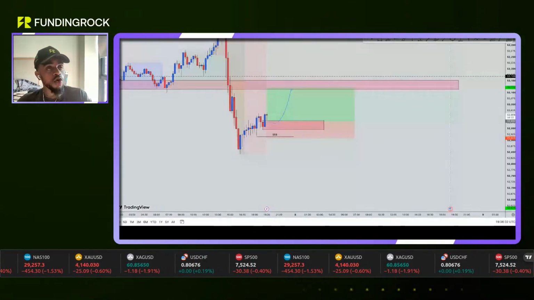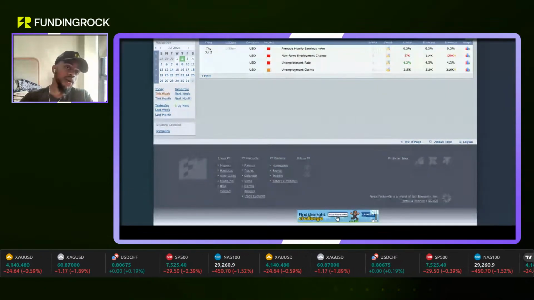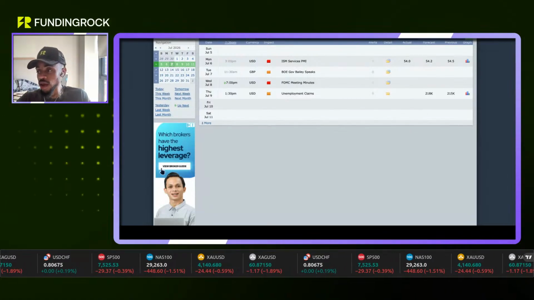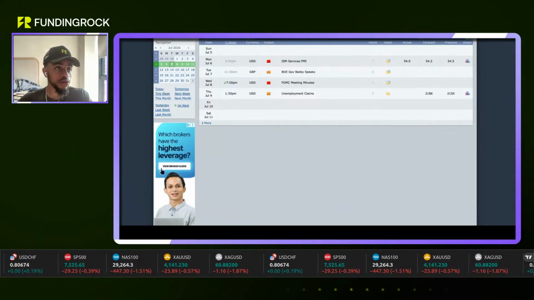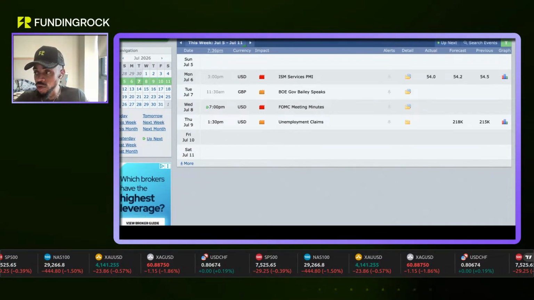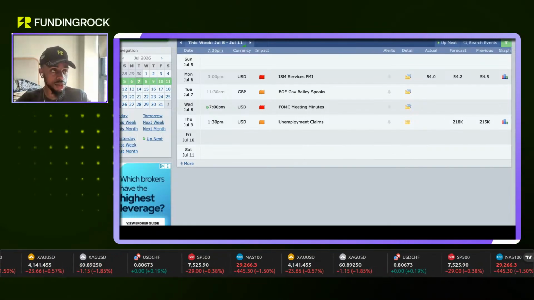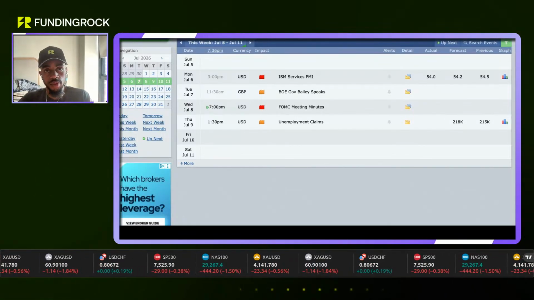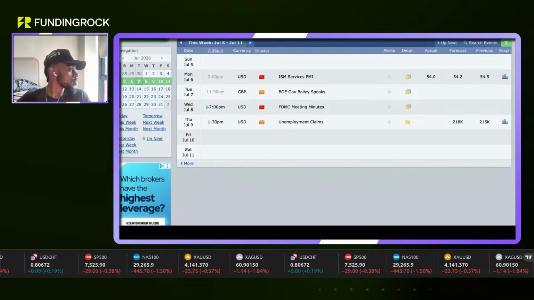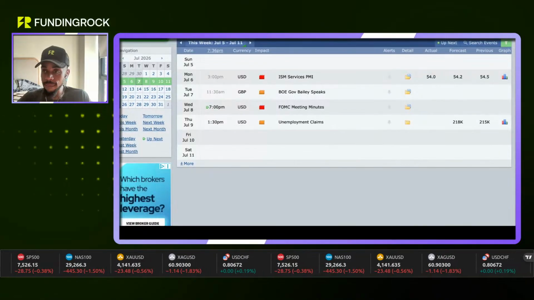So let's head over to Forex Factory and see what we have in store this week. We don't have much in store this week, guys. Tomorrow we just have FOMC. And then on Thursday, I'm not sure if you guys can see the screen properly, but I'm going to zoom in for you. On Thursday, we have unemployment claims.